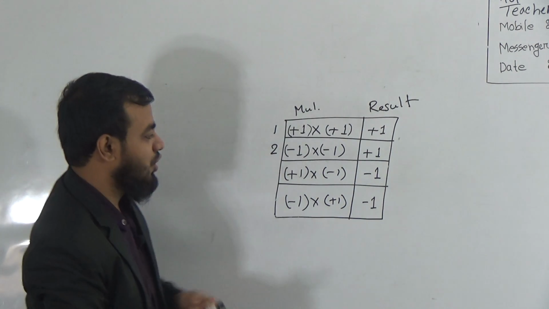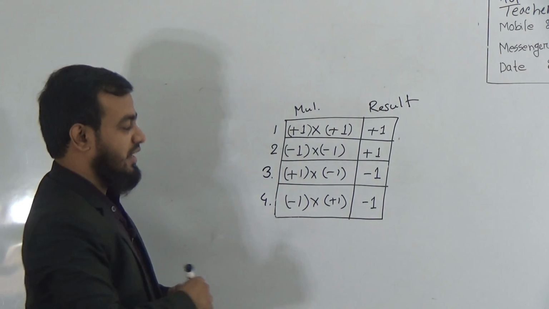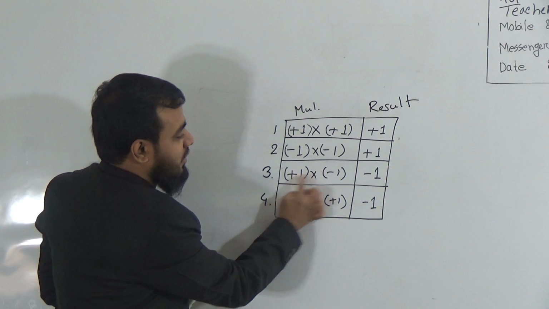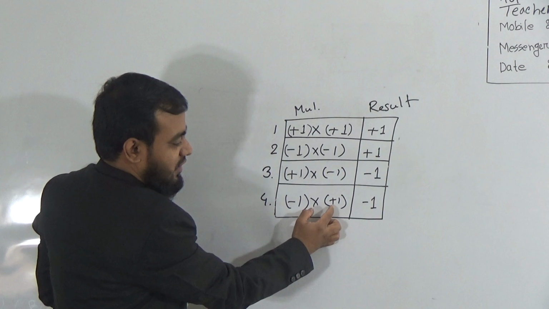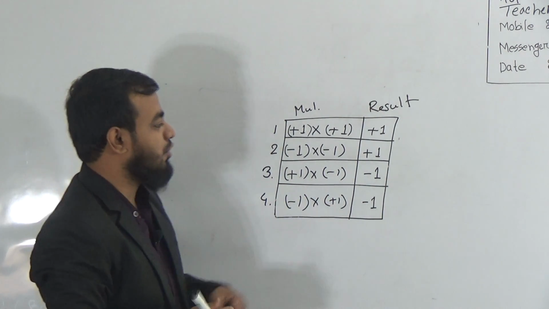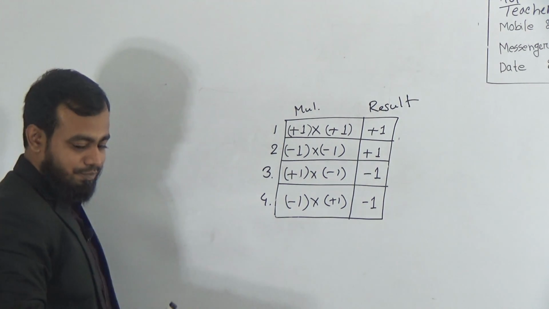But when we multiply two different sign numbers, look, +1 and -1, the signs are different. Here is -1 and +1, the signs are different. When we multiply two different sign numbers, we will get a negative number as a result. I think you are very clear now.